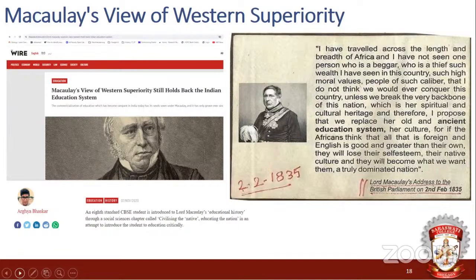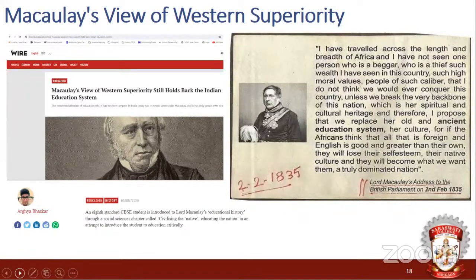Don't you think that is somewhat the scenario today? I'm not wanting to have your views on whether Macaulay said this or not, but I would like to know your views on whether this mindset is there today or not.